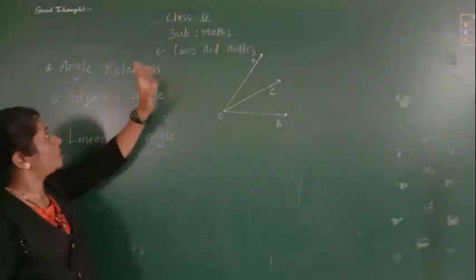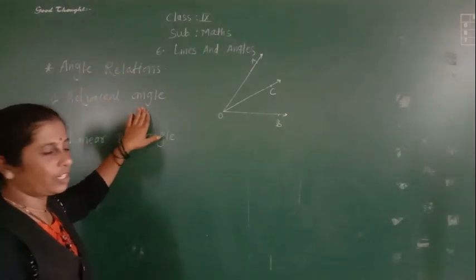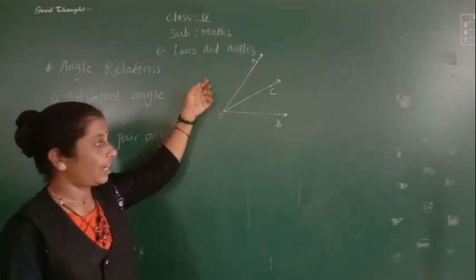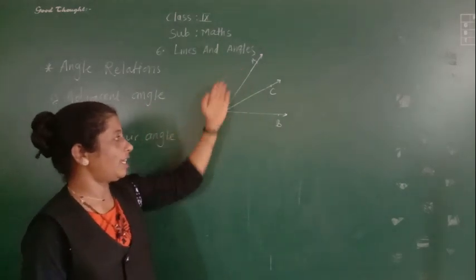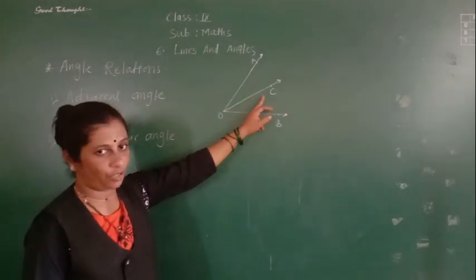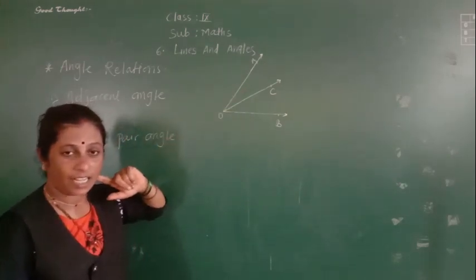Next concept is the angle relation. So in that we will first see the adjacent angle. Okay. So what is the adjacent angle? Such a type of figure we have seen, right? Here angle AOB is given, right? In that one ray OC is drawn. Okay. So now see when these two angles are adjacent angles, right?